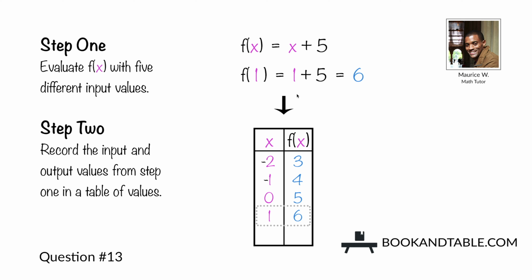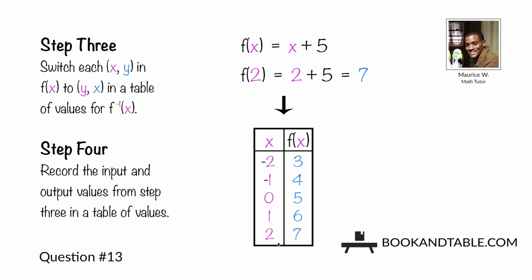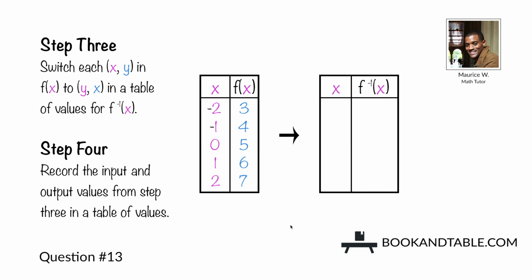5. F of 1 would give us 1 plus 5, which is equal to 6. So the x value is 1 and the y value is 6. And f of 2 is 2 plus 5, which is equal to 7. And now with a table of values for the original function, we can create a table for the inverse function by switching each x, y in these ordered pairs of the original function. And that will then give us the ordered pairs for the inverse function.